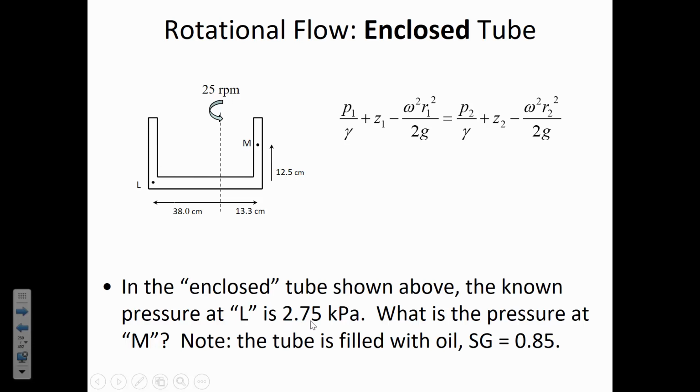So first of all, consider the hydrostatic effect. Would just the elevation of point M give us any clue if it wasn't spinning? How would the pressure at L versus M be if it wasn't spinning? Pressure at L would be greater than the pressure at M. Excellent. That's right. So if it wasn't spinning, L would be greater, M would be less.